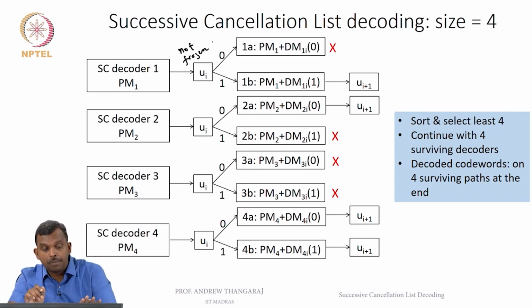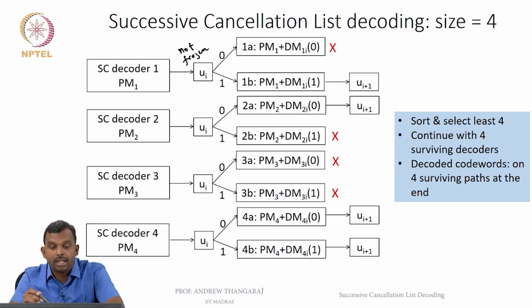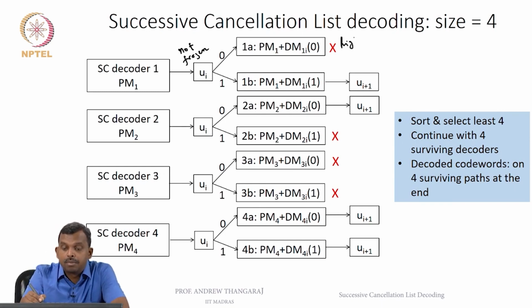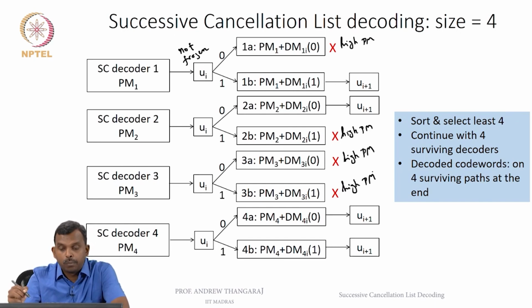If it is not frozen, then you have to make both decisions on each UI. Okay, 0 and 1, 0 and 1. So you end up getting 8 different path metrics here. You throw away 4 of them. These are the high path metrics. So you sort and select the least 4. The higher 4 path metrics are thrown away and you keep only the lower 4.